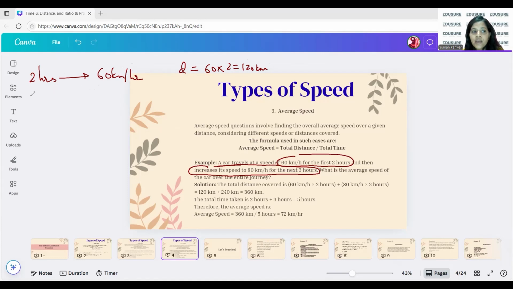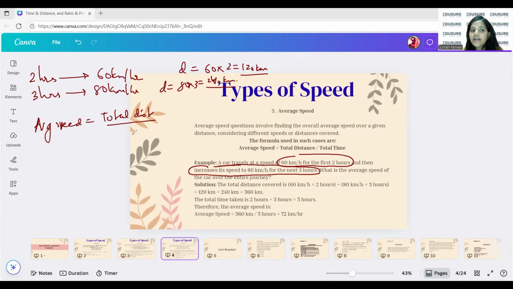That is very common. Okay. Then for the next 3 hours, the speed is 80 kilometers per hour. So the distance will be 80 into 3, that is 240 kilometers. So in the first 2 hours, the car ran 120 kilometers. In the next 3 hours, the car ran 240 kilometers. So what is the formula for average speed? Average speed is total distance divided by total time. This is what we do in our daily lives. If we move in traffic, obviously we cannot move with constant speed. So total distance is 120 plus 240. Total time is 2 plus 3. So this is 360 divided by 5, which is 72 kilometers per hour.